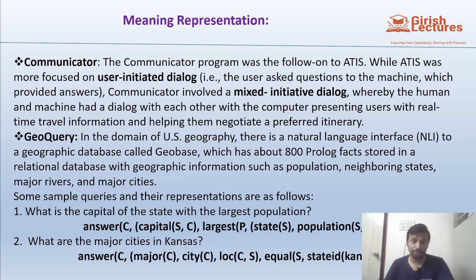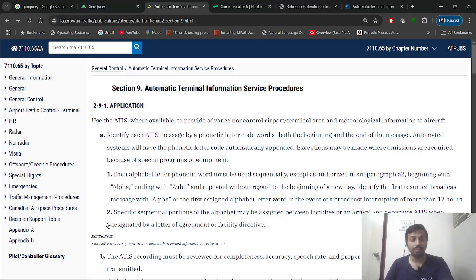Next one is your communicator. However, we have seen ATIS, so communicator is a user-initiated dialogue. How the user wants to talk depends on how the computer presents to us. It can be any travel information or anything. So we have a beautiful application of your communicator.